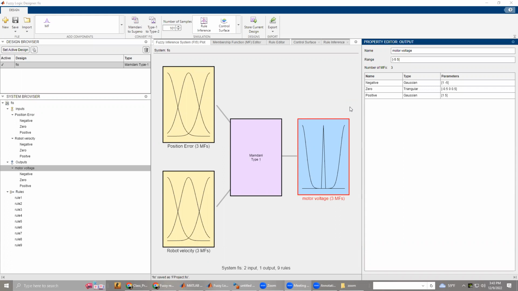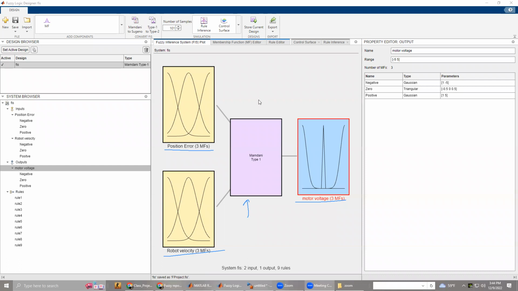On the screen now is the fuzzy inference designer, and this is a high-level view of the fuzzy system I've created. On the left, we can see our position error. So one of our inputs is position error. Our other input is robot velocity. This is run through the fuzzy system and outputs motor voltage to control if the robot goes forward or backwards.